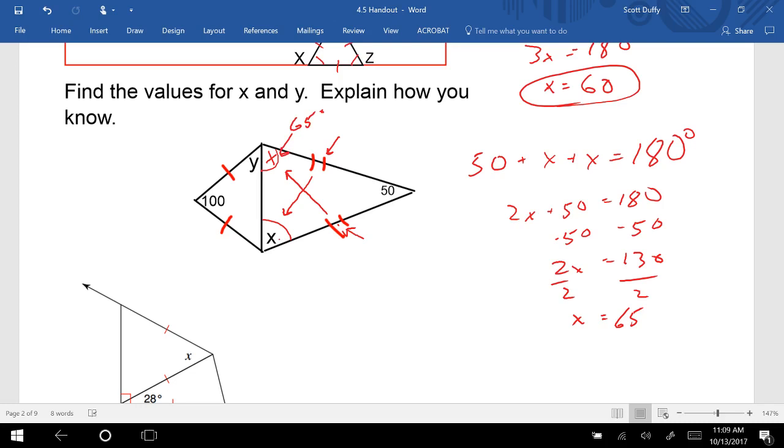Same thing with the left side. If we have an angle that's 100 degrees and this side and this side are equal, then both of those angles are y. They're going to be the same length. If you solve it the same way, you're going to get y equals 40.